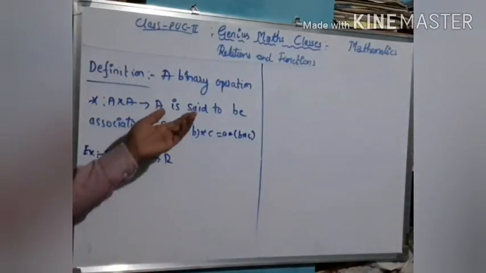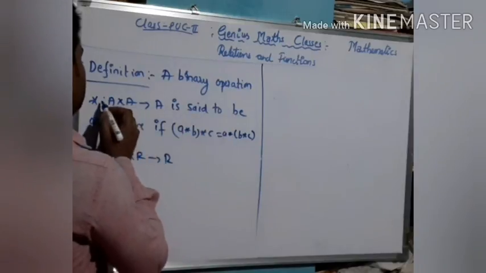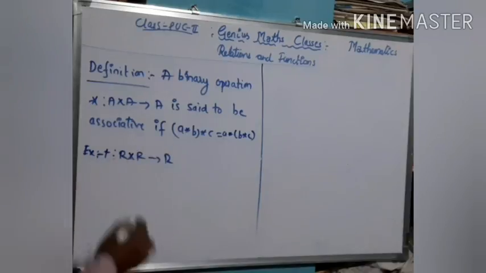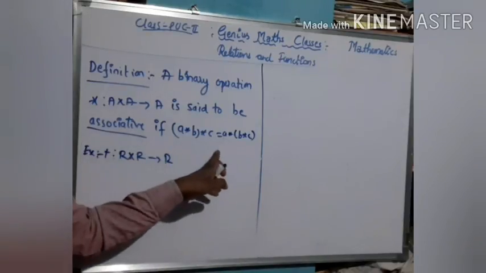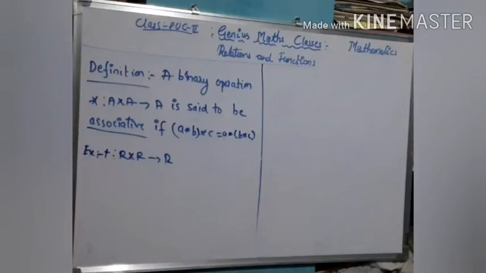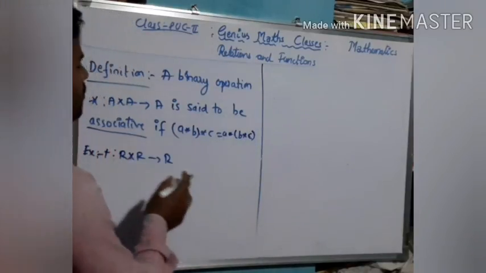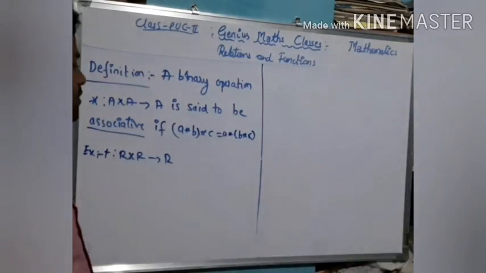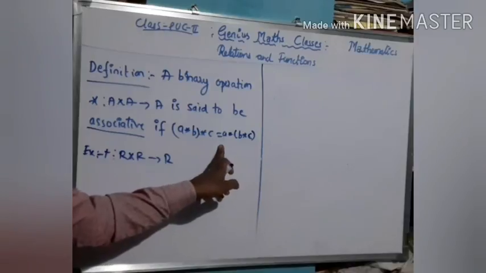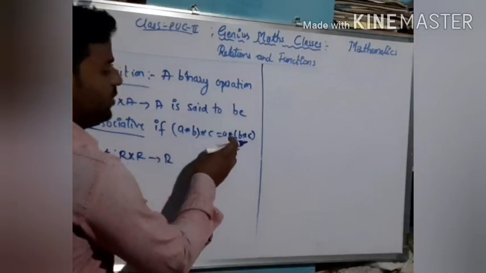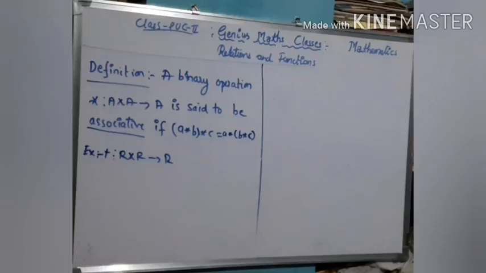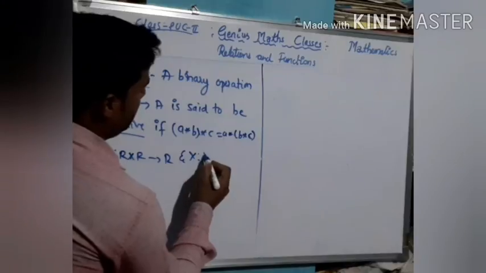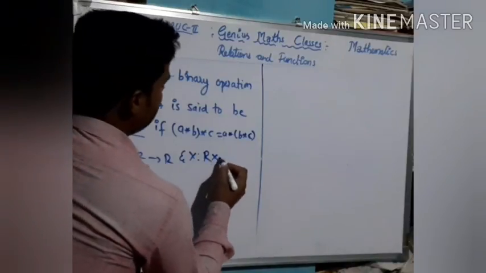Here is one more definition: a binary operation star on A cross A to A is said to be associative when (a star b) star c equal to a star (b star c). You know well about associativity in sets. This is also included in binary operations because it operates on 3 elements. Okay, so (a star b) star c equal to a star (b star c). The example is plus and multiplication on R.